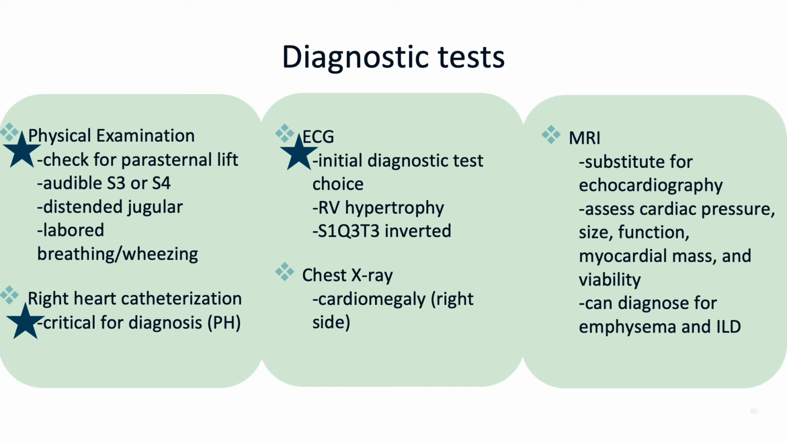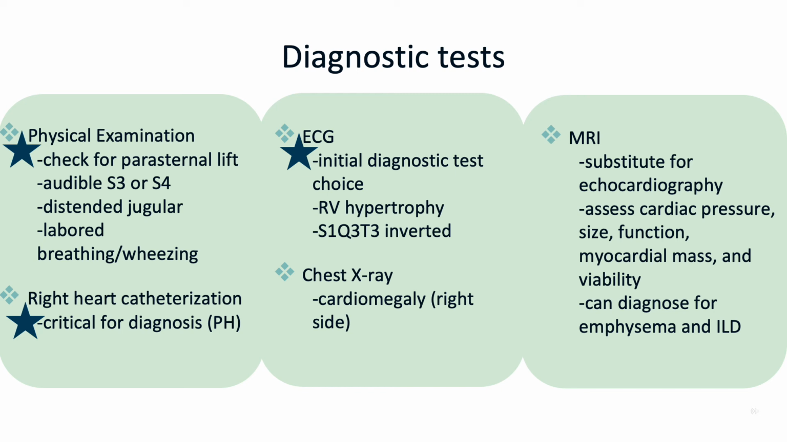An ECG or electrocardiogram would be the initial diagnostic test choice. It records the electrical signals from the heart. In doing so, it can check for right ventricle hypertrophy. If a patient did have cor pulmonale, the S1Q3T3 pattern would be present: an S wave in lead 1, a Q wave in lead 3, and an inverted T wave in lead 3. If an electrocardiogram is not used, an MRI, magnetic resonance imaging, is a good substitute.